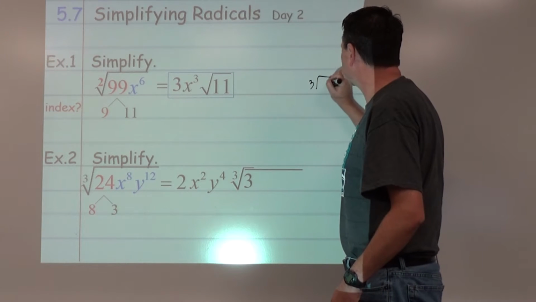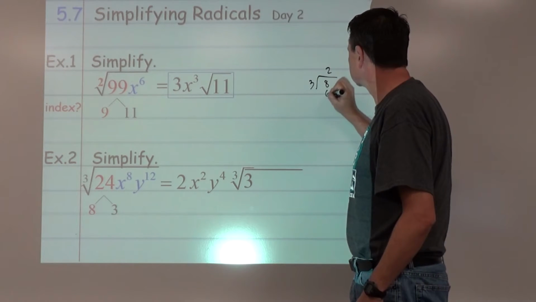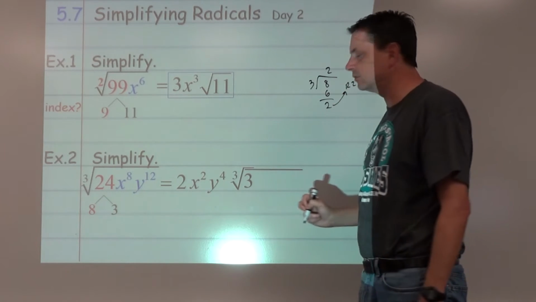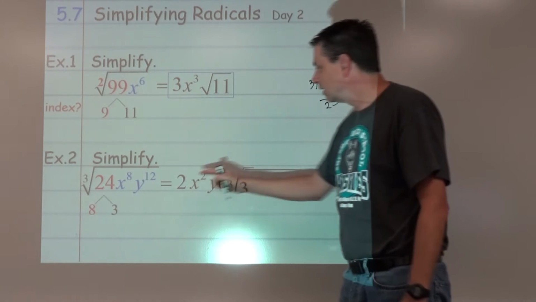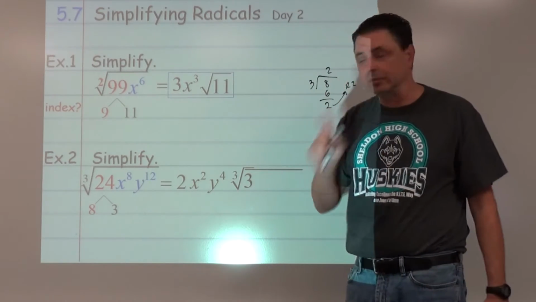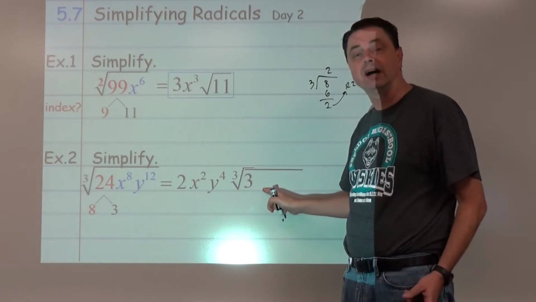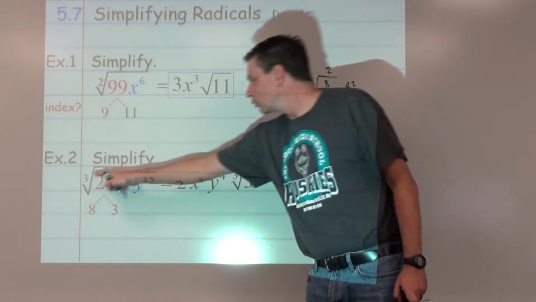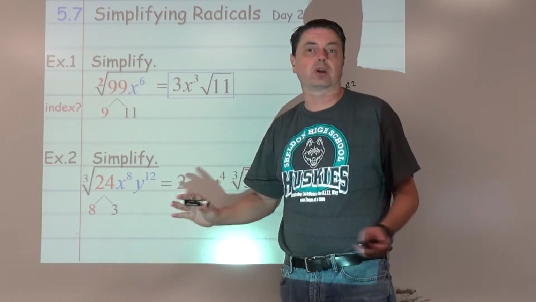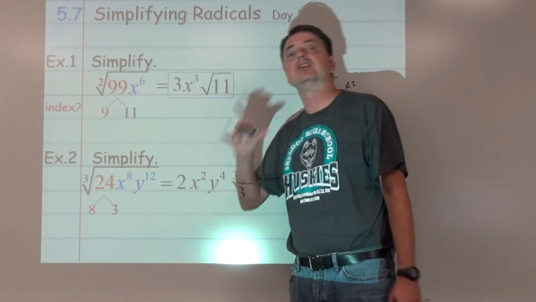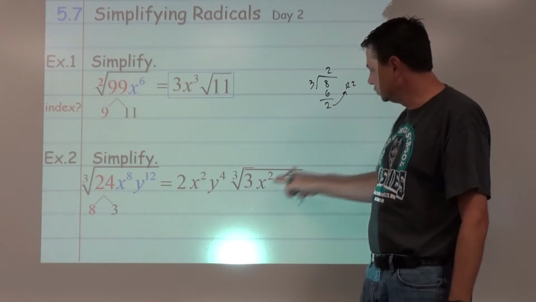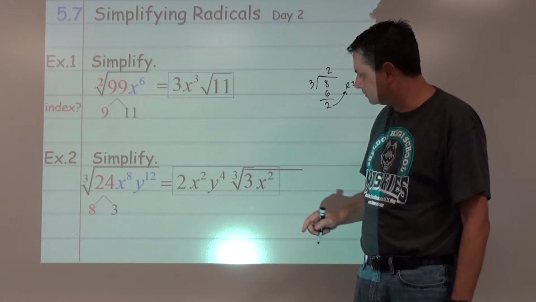3 goes into 8 twice, and there we go, a remainder of 2. So that means that x to the second power is also going to stay behind in the root as a leftover. 3 went into 12 evenly, so there was no remainder for the y's. No y stayed inside. Remainder 2, x squared. That's it. There's our answer.